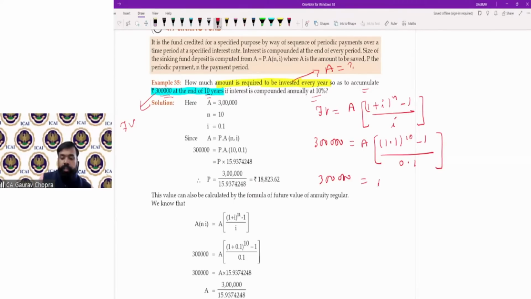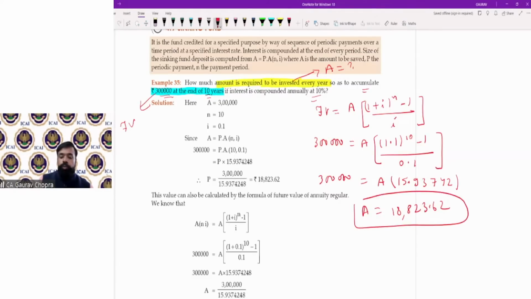So 3 lakh equal to A multiplied by 15.93742. Now divide. So you are getting the answer 18,823.62. This is the figure. So in this way, you can calculate your annuity.